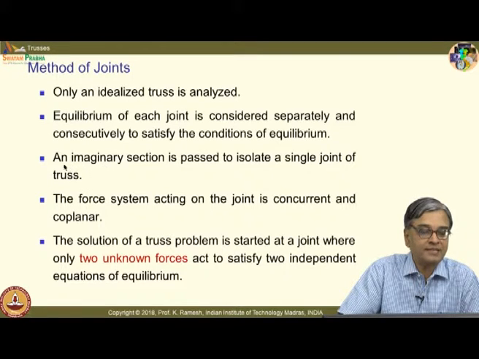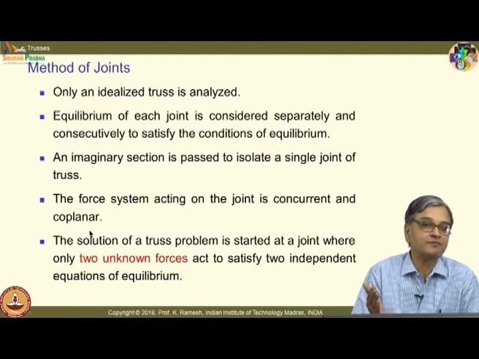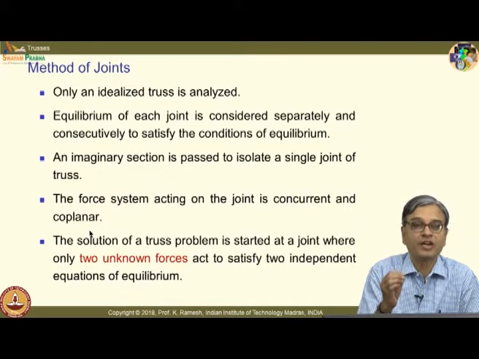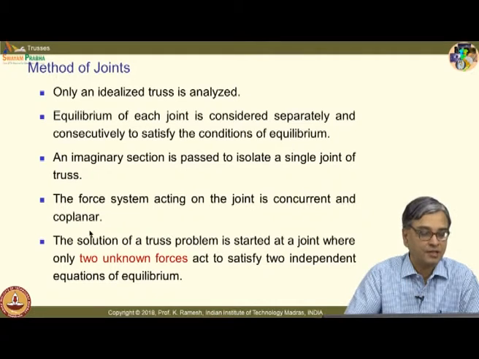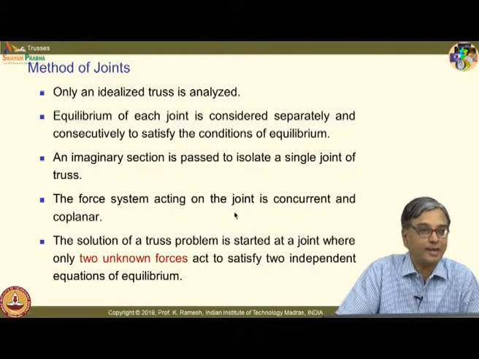And you pass an imaginary section to isolate a single joint of the truss. And I have already mentioned the force system acting on the joint is concurrent and coplanar. And we have already seen I can write only two independent equations from statics. So, you have to select a joint where you have at a time only two unknowns. If there are more unknown forces, there are also tricks that you can employ, that we will postpone for the time being.